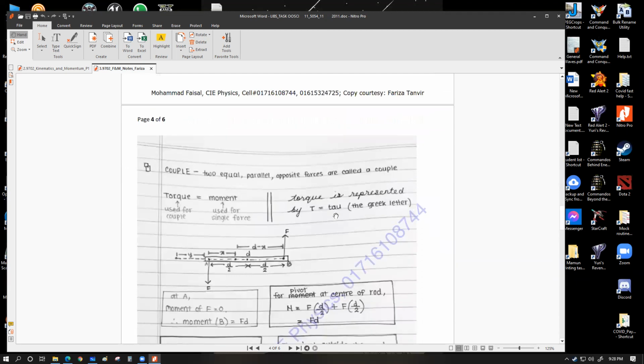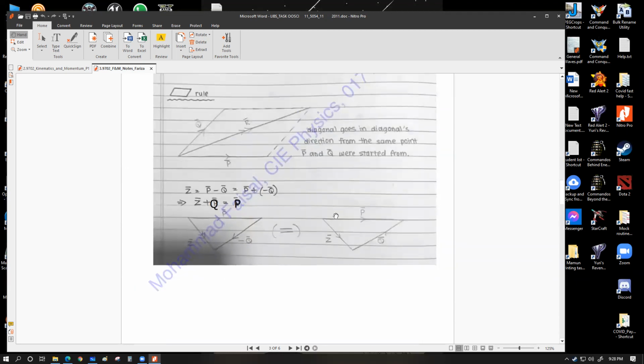Sir, are the diagrams all right, sir? Diagrams are perfectly all right. Yes, the equation was slightly messed up. Okay, sir.